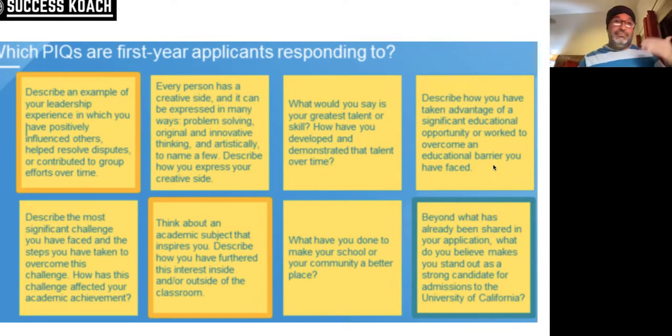How did you overcome that? Maybe there's a separation in the family, in the house. Maybe there is something else which you want to talk about. That's the one you can use to connect, okay?